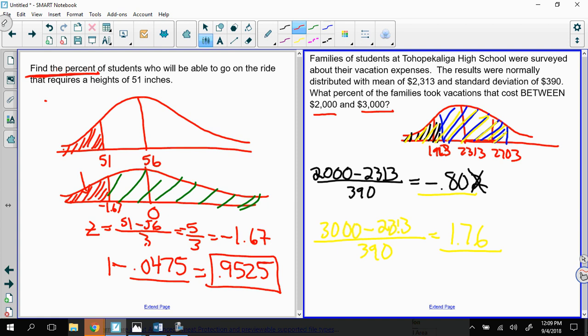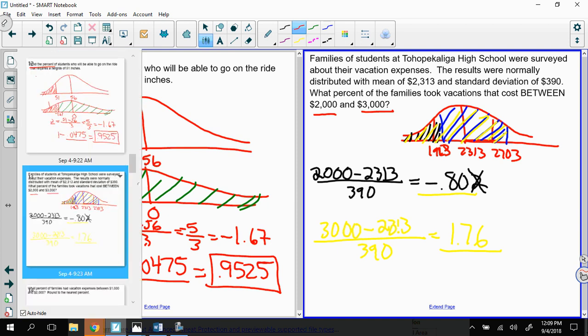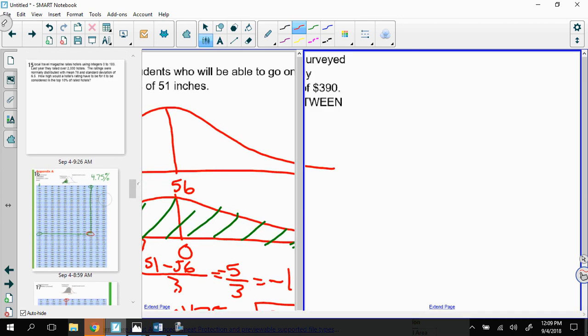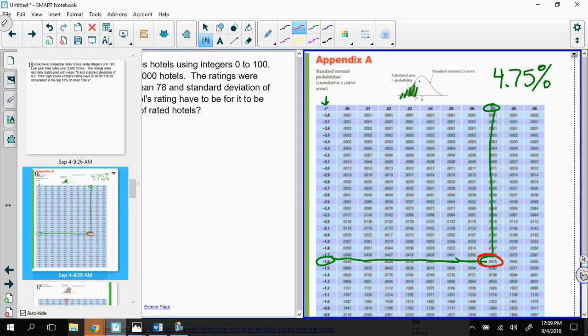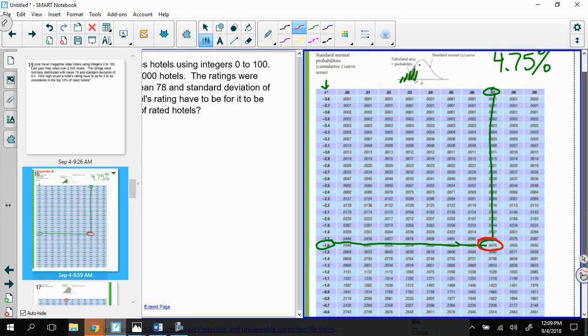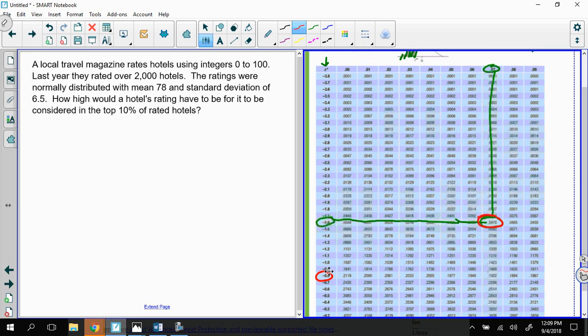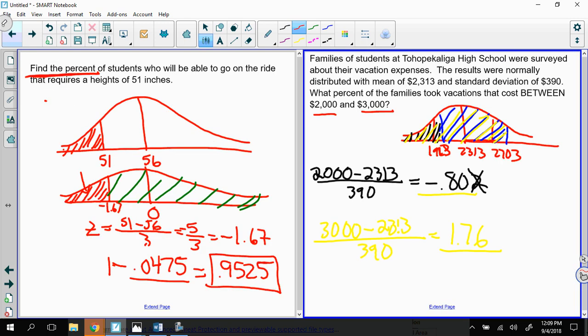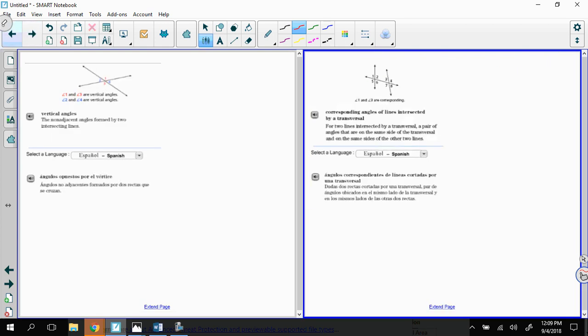So I'm going to take the table values for 1.76 and negative 0.8, and I'm going to subtract that. So I get table values, negative 0.8 down here, negative 0.8 and 0 gives me 0.2119. And that's what I'm going to take away from the yellow. The yellow is a bigger range. So I got to look up 1.76. That's too far.